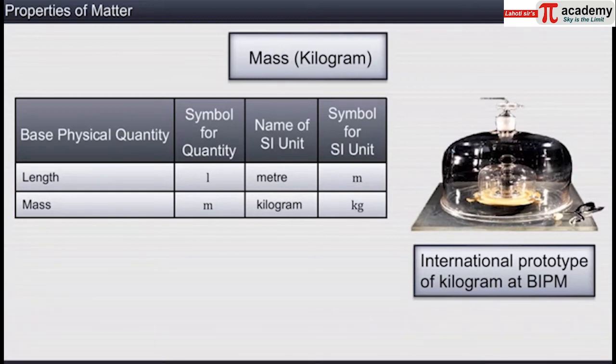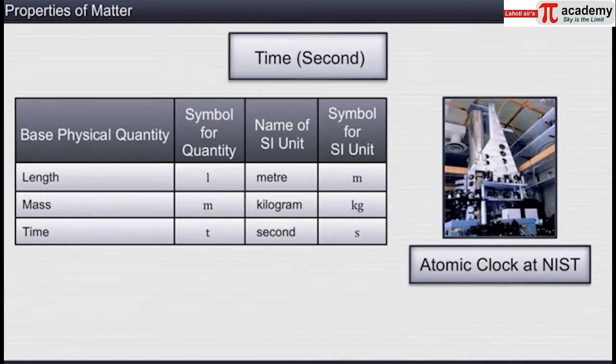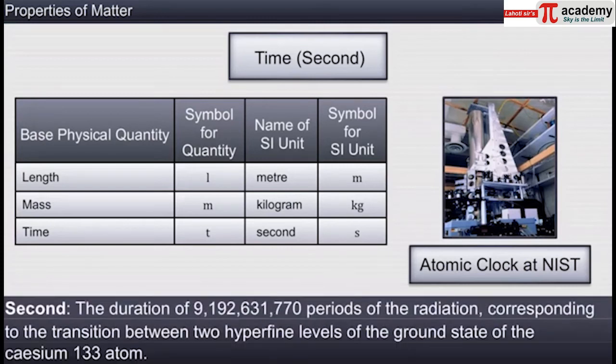The SI base unit of time is second. It is based on the radiation from the cesium-133 atom and is defined as the duration of 9,192,631,770 periods of the radiation, corresponding to the transition between two hyperfine levels of the ground state of the cesium-133 atom.